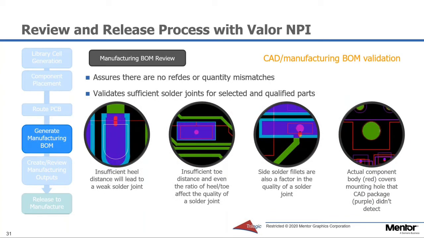Validation of the manufacturing BOM assures that there are no ref des or quantity mismatches. The pin area component data from the Valor parts library allows the virtual mounting of the components on the board, identifying solder issues that can lead to weak solder joints, such as insufficient heel or toe distance. Even the ratio of heel to toe can affect the quality of a solder joint. The component outline data can identify other issues. For example, shown here is a case where the actual component body, shown in red, covers a mounting hole that the CAD package outline, shown in purple, didn't detect.